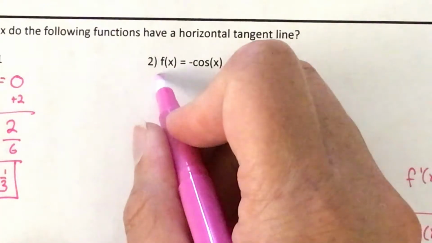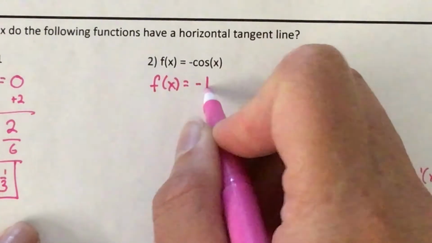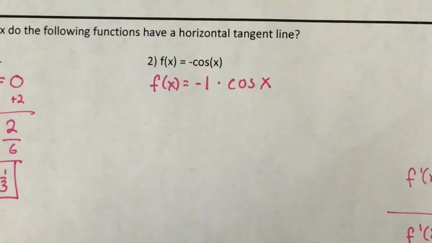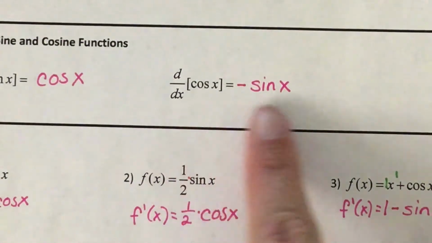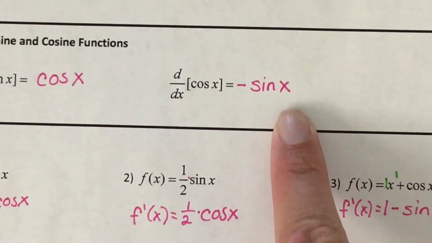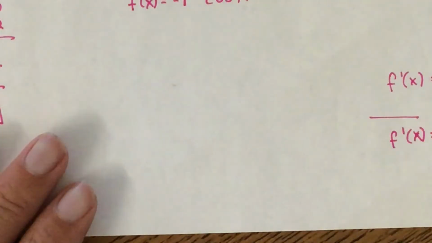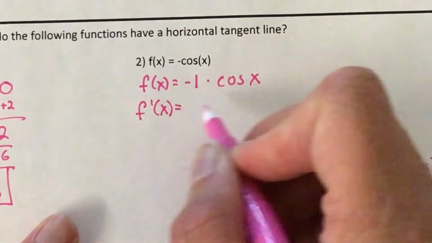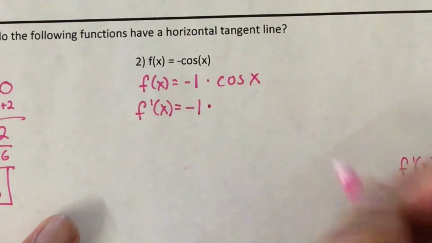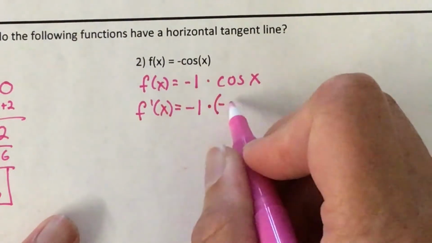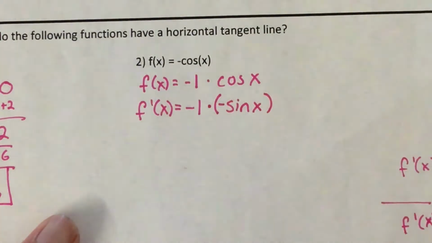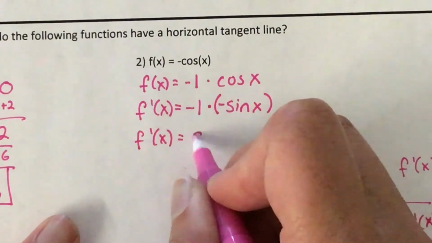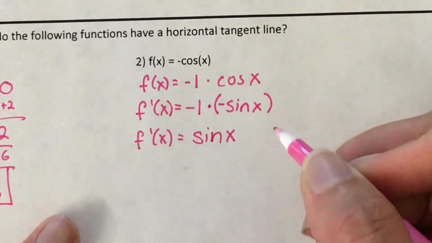Number 2, f of x equals negative cosine of x. That is the same thing as f of x equals negative 1 times the cosine of x. That's important because if you remember, cosine of x has a derivative of negative sine of x. So f prime of x here, the derivative, equals -1 times the derivative of cosine of x, which is negative sine of x. Simplifying that out, f prime of x equals positive sine of x.